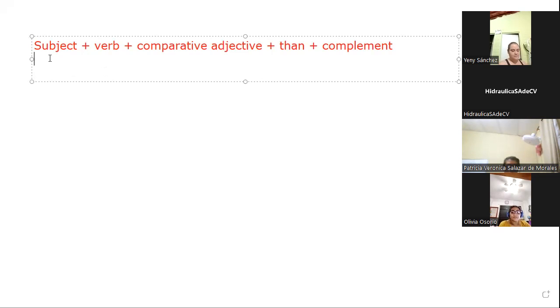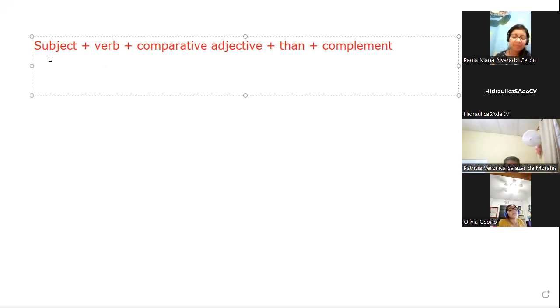Ok. Entonces, ¿cómo diríamos a Olivia Osorio? ¿Cómo diría usted la casa azul es más grande que la casa amarilla? The blue house is bigger than yellow house. ¿Estamos bien ahí?